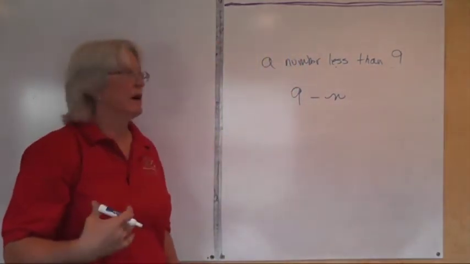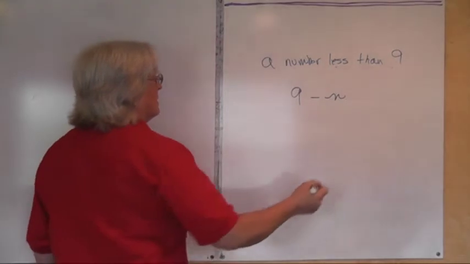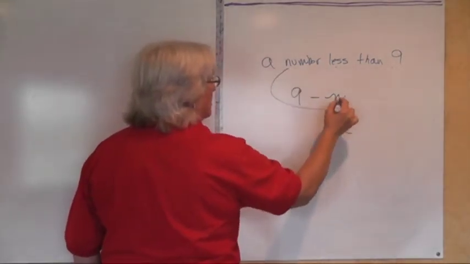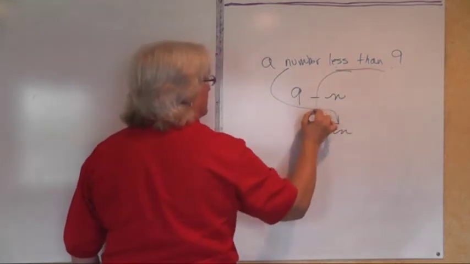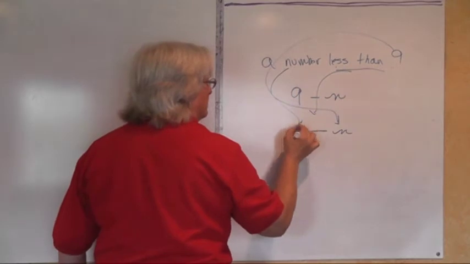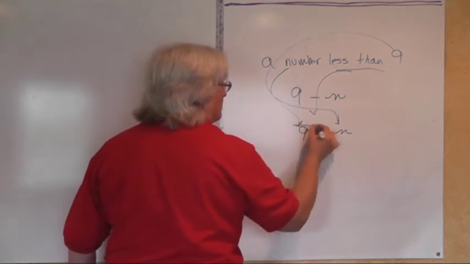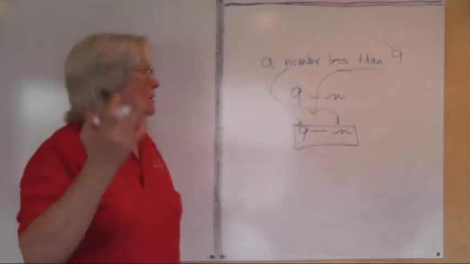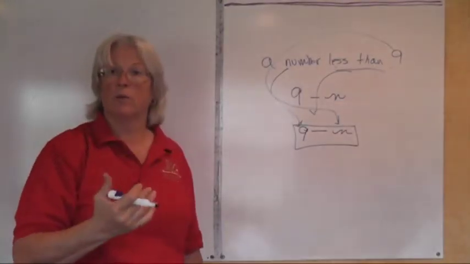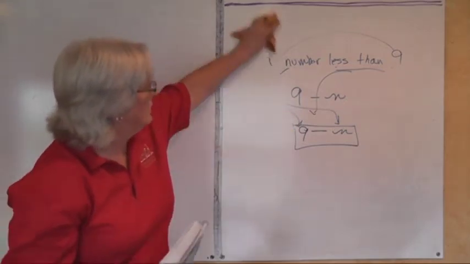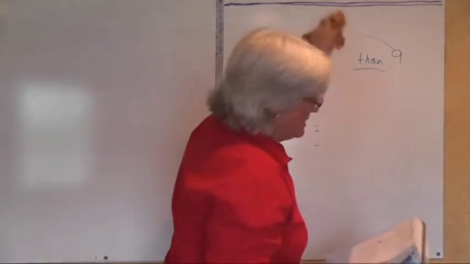Once again, if you write this backwards, a number less than 9, you have your algebraic statement in correct order. Some of you are going to like to do it that way, it makes sense, some of you don't. So be very careful with the order as you're translating things.